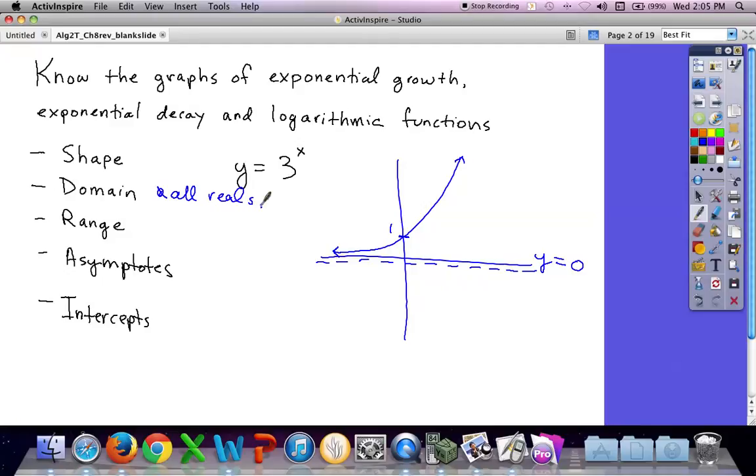What about the range? Does the range go infinitely up and down? Peter, you're forgetting something. It's got to be greater than 0, right? Remember, the asymptote, which is really on the x-axis, is a line on the graph that the graph of the function can never touch. It can get infinitely close, but it can never touch that.